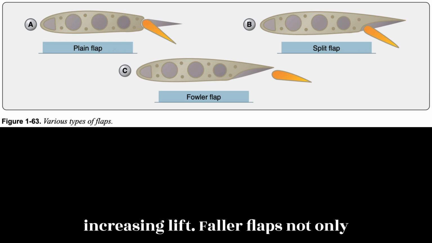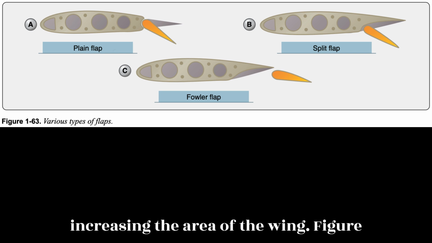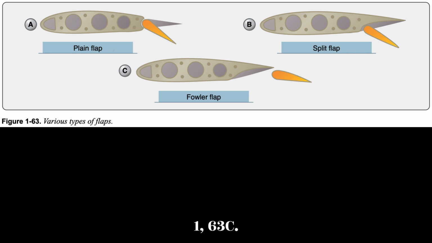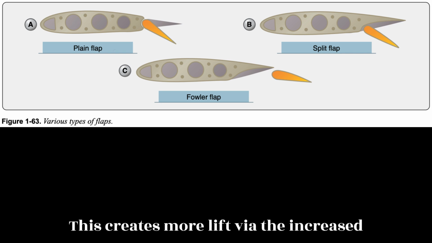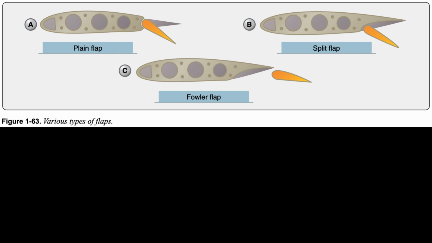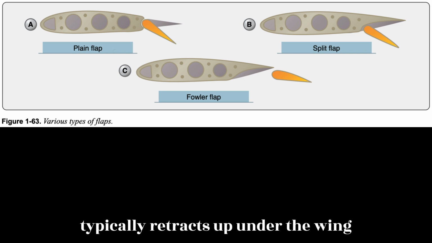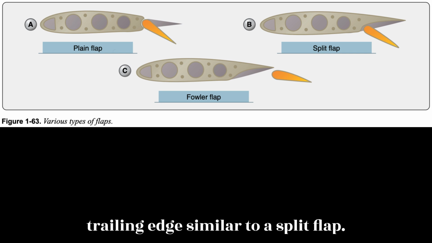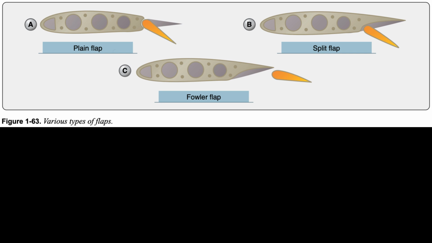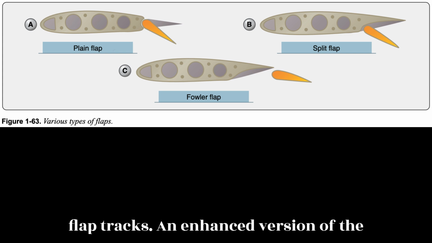Fowler flaps not only lower the trailing edge of the wing when deployed but also slide aft, effectively increasing the area of the wing. Figure 1-63C. This creates more lift via the increased surface area, as well as the wing camber. When stowed, the Fowler flap typically retracts up under the wing trailing edge similar to a split flap. The sliding motion of a Fowler flap can be accomplished with a worm drive and flap tracks.